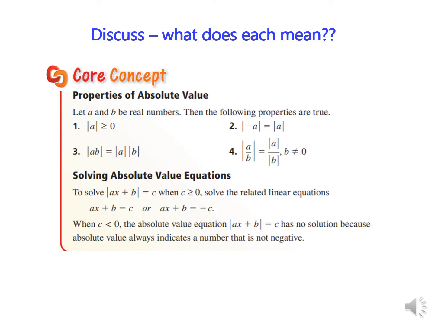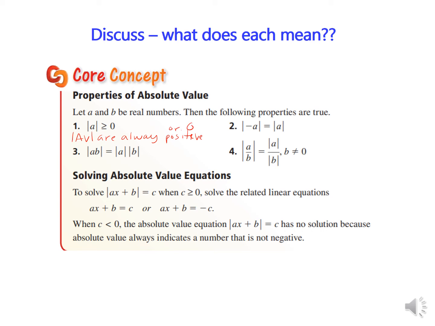Okay, so we want to talk about what each of these little symbols mean. These are from your book, and I want to go over them really quick. So, first of all, this is telling you absolute values are always positive. They always equal positive. But they can equal 0 too. So they're greater than or equal to 0.